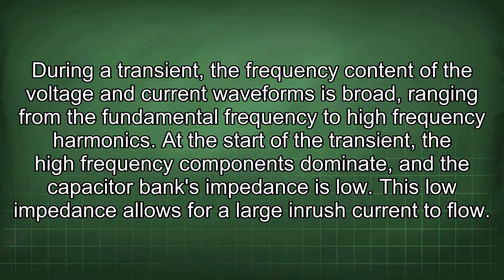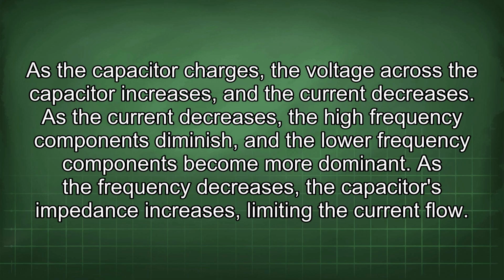During a transient, the frequency content of the voltage and current waveforms is broad, ranging from the fundamental frequency to high-frequency harmonics. At the start of the transient, the high-frequency components dominate, and the capacitor bank's impedance is low. This low impedance allows for a large inrush current to flow. As the capacitor charges, the voltage across the capacitor increases, and the current decreases. As the current decreases, the high-frequency components diminish, and the lower frequency components become more dominant. As the frequency decreases, the capacitor's impedance increases, limiting the current flow.